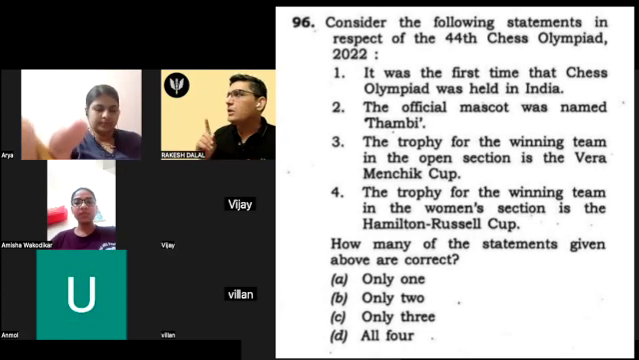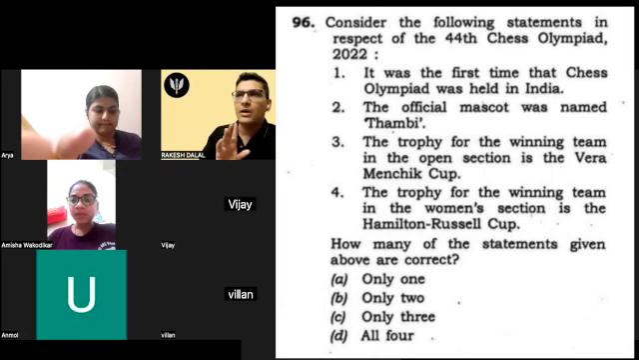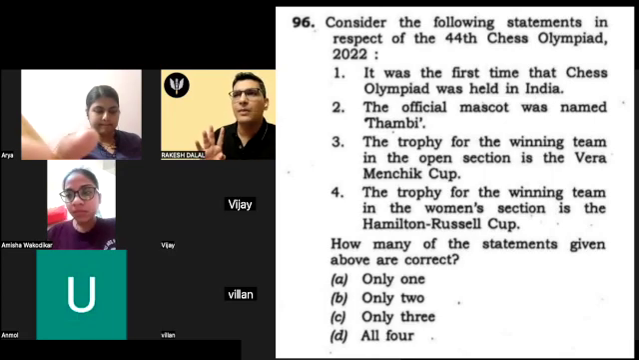Now see the statements. And this is the level of attention which you will need to give in the exam. Just see the attention, okay? Vera Menchik is one name. Vera Menchik, first name, surname. Vera is first name, Menchik is surname. Look at Hamilton Russell, the dash between Hamilton Russell.